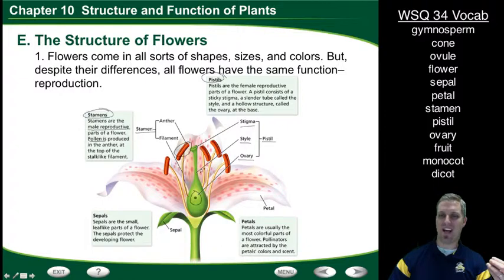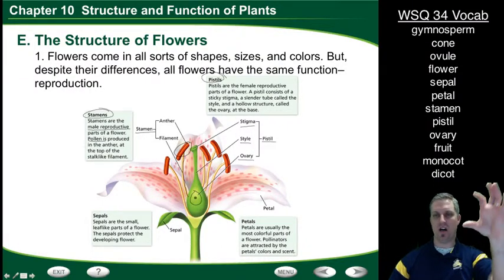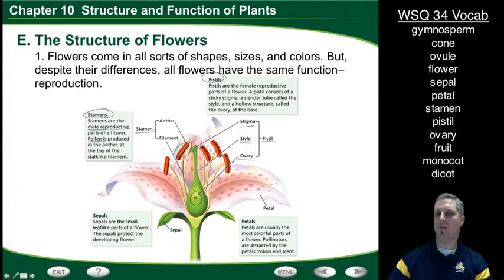There's a tube, the style. The style is just a slender tube that again holds the stigma up. This is also the route where the pollen tube will actually grow. A pollen tube would grow down through the style into the ovule. And then the stigma on top is this sticky structure which basically allows pollen to attach to it. So that's the male and female portions.